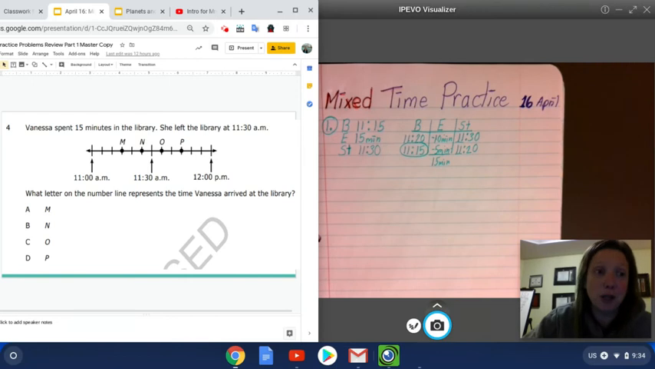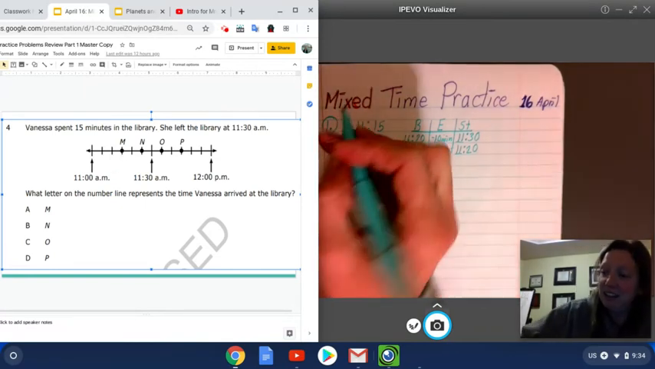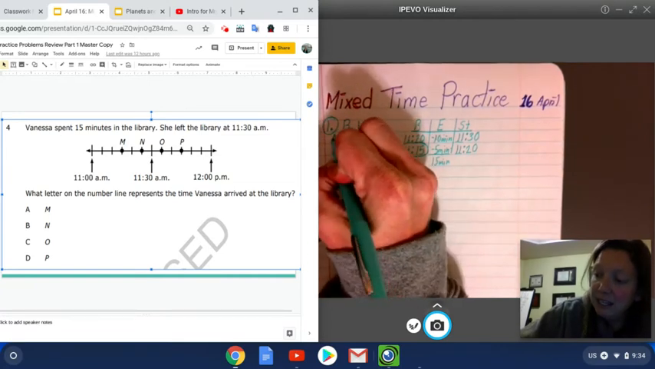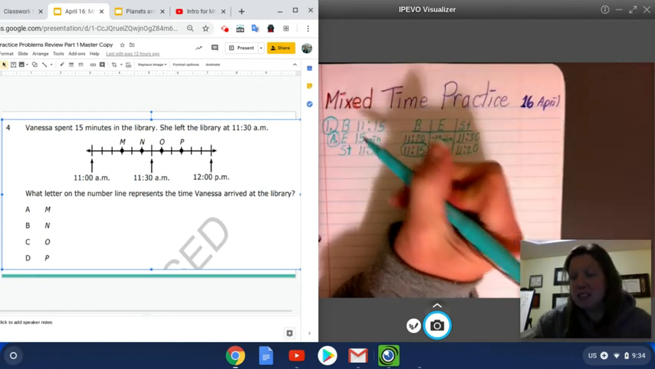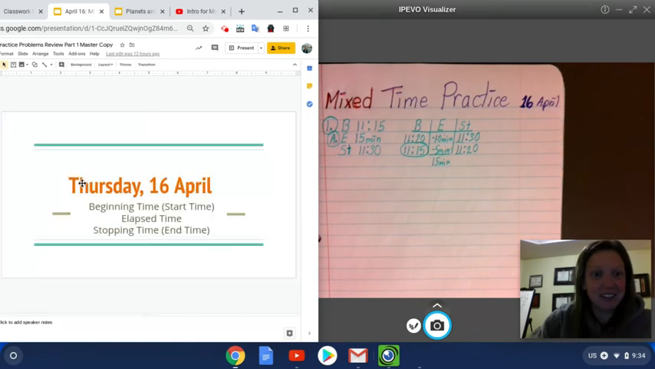Now I have to figure out where it goes on the number line. Remember, these are 5-minute increments. So let's look at it. We want to count. Here's 11, 11:05, 11:10, 11:15. So my answer for number 1 is A. A represents the time 11:15. Great job understanding it.